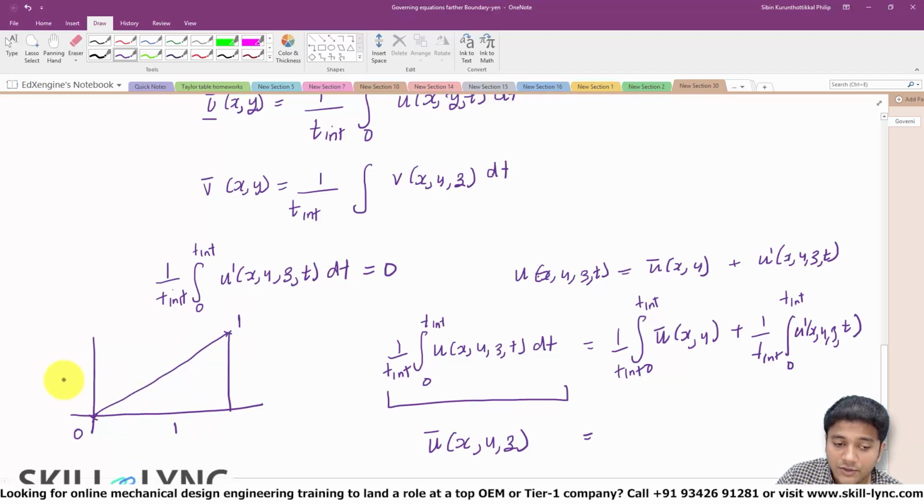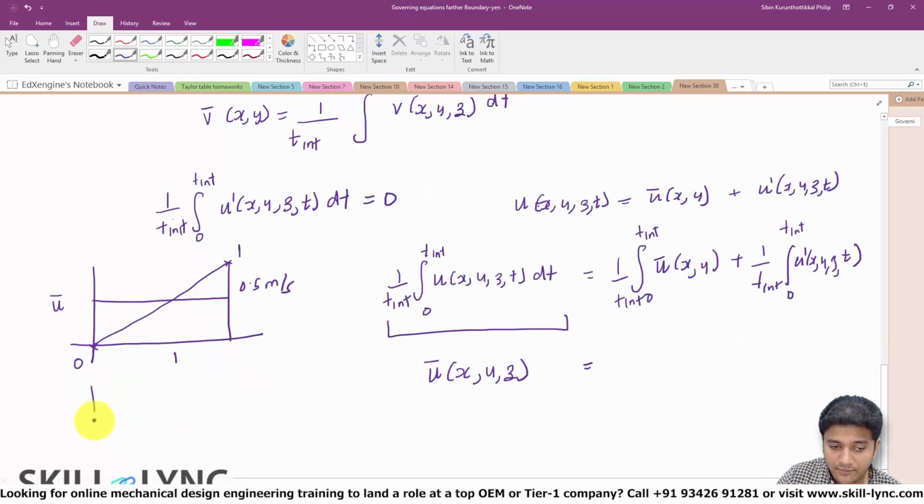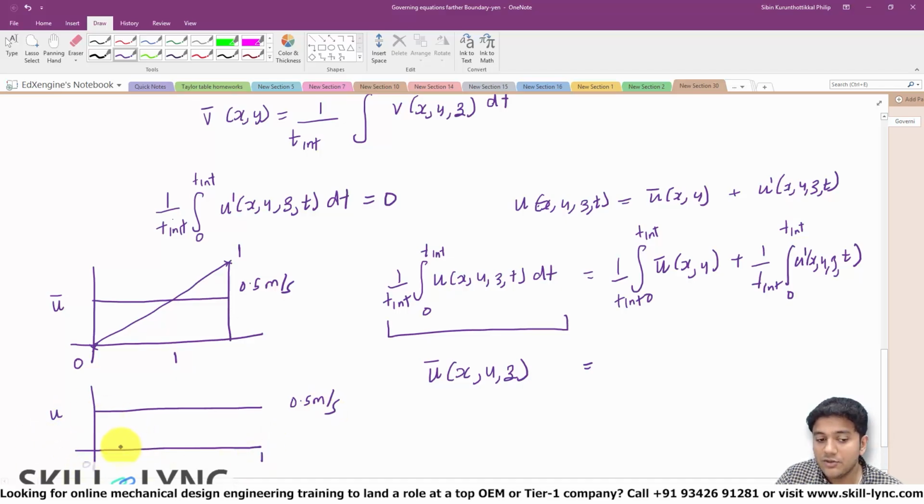Now if you average this, you can say that your u average is going to be 0.5 meter per second, correct? Now what happens if I average this quantity again? Well, you can think of it like this. Say that you have a velocity component u, instantaneous velocity, which is always a constant, equal to 0.5 meter per second, from 0 to 1. What if I compute the time averaging on this again? Well, that's also going to be 0.5.